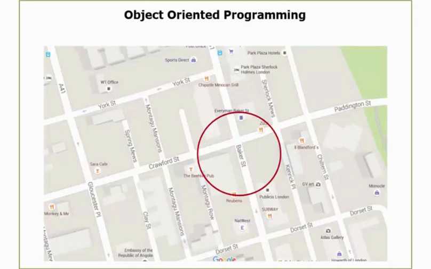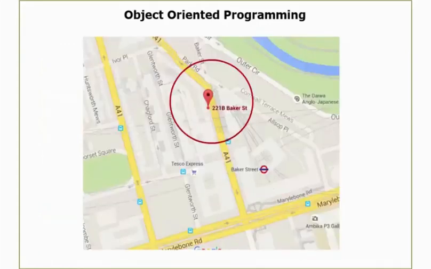Now within Baker Street, I'm assuming it'll be a huge street. There would be many houses, banks, museums, a lot of things. So if I have a package, it needs to be delivered to a particular address. Within Baker Street, I need to know the house number, which would be 221B Baker Street.